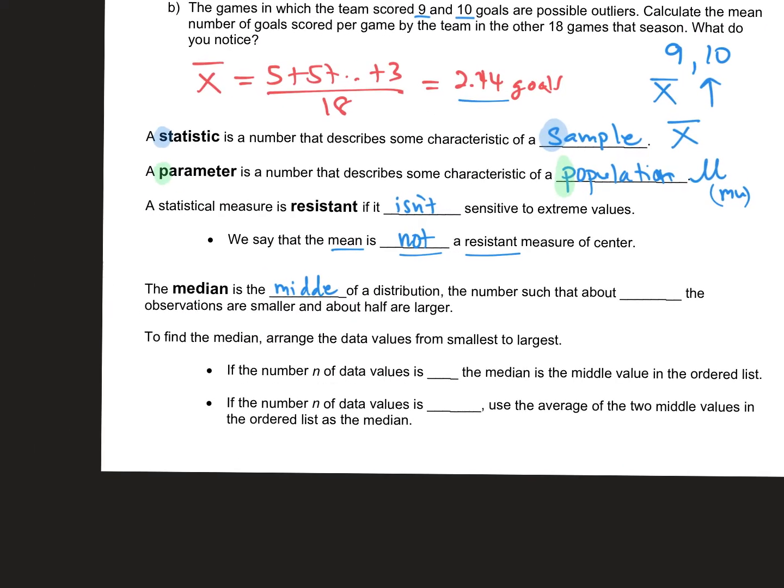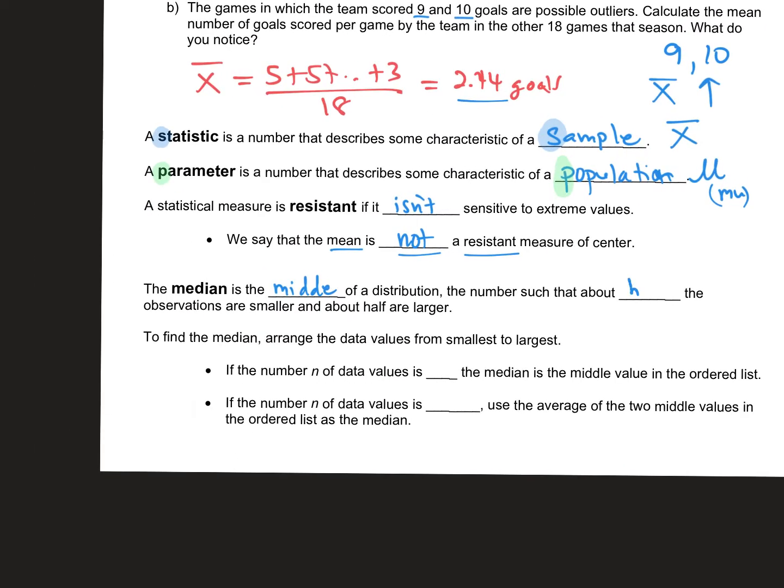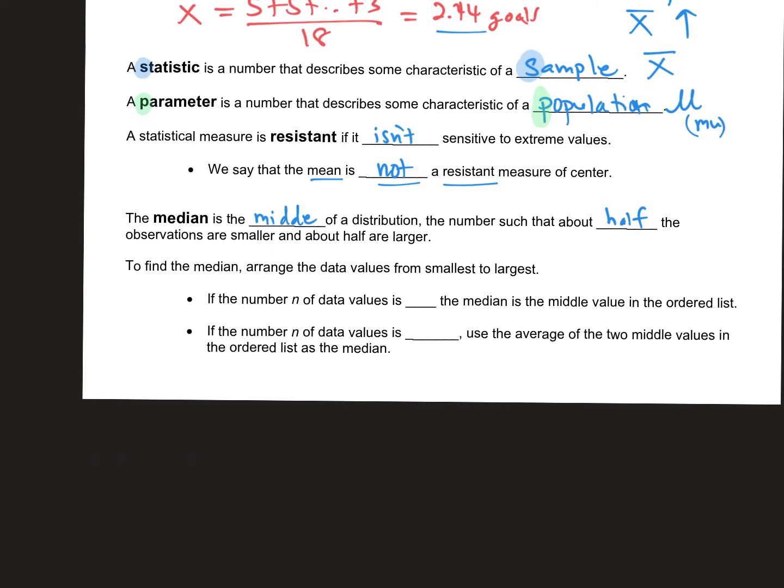It's the number such that about half the observations are smaller and about half are larger. Okay, so to find the median, you want to arrange the data values from smallest to largest. And if the number n of data values is odd, then the median is the middle value in the ordered list. So if I have 1, 3, 4, 7, 8, okay? That's an odd amount of numbers. There's 5 numbers, and so the middle would be the exact middle in the list.